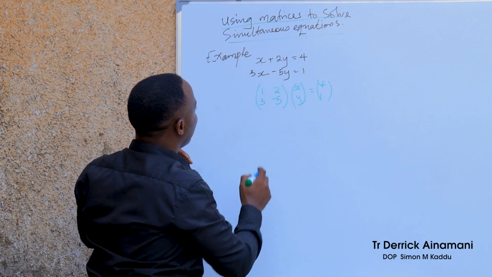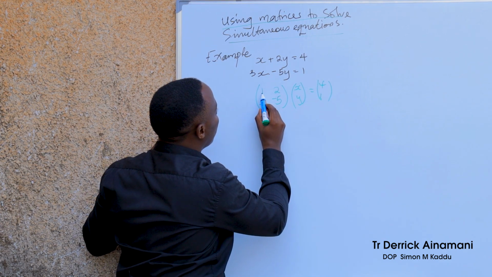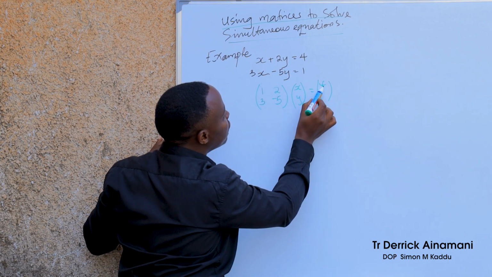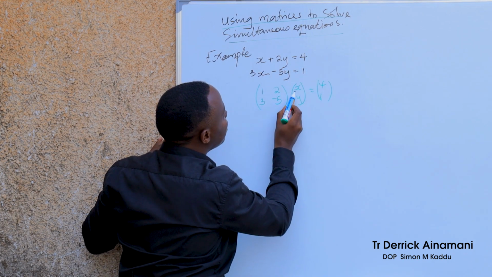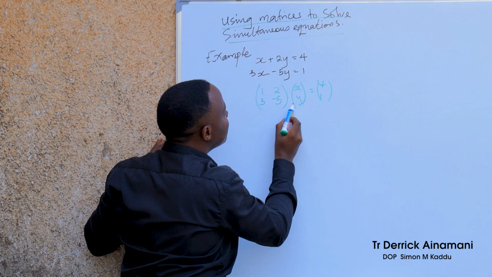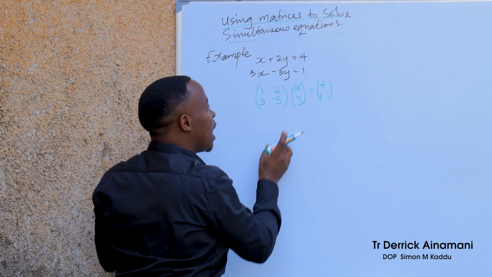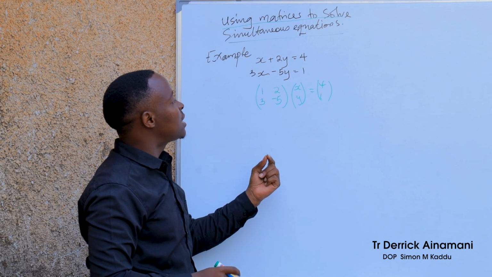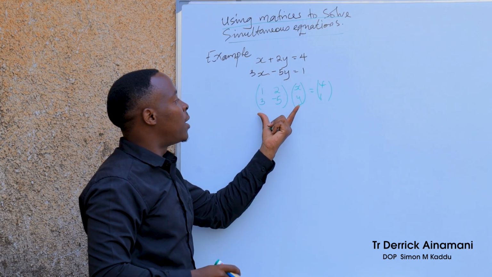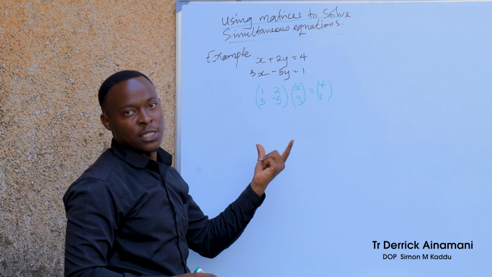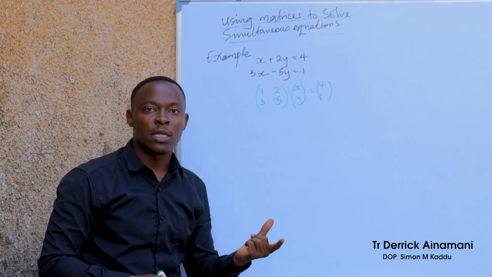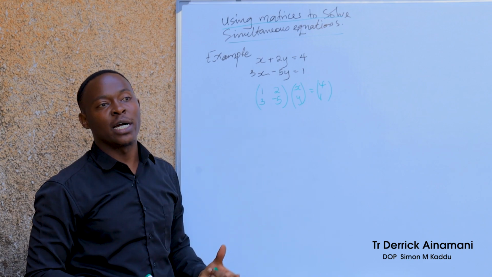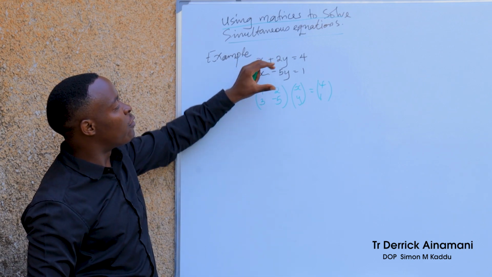Here you realize that if I multiply 1 times x plus 2 times y, I go back here, it is equal to 4, which is this. If I multiply 3 times x plus negative 5 times y, I go back here. So here I haven't changed anything. I have just represented the simultaneous equations in matrix form. This is very important when you're answering this question. If you miss a step here, you will get wrong answers. Always find a way of representing this.